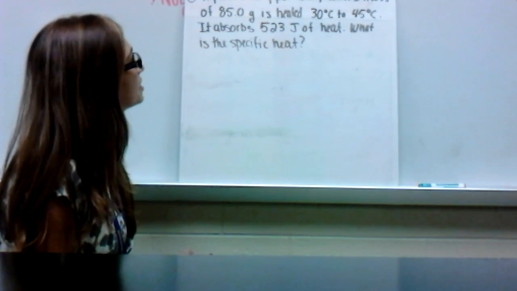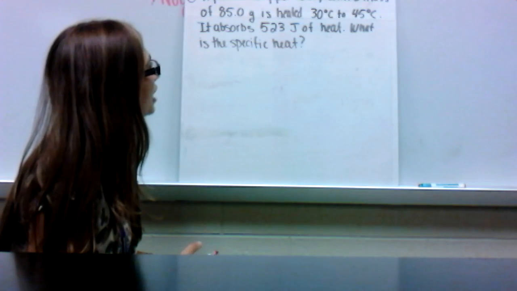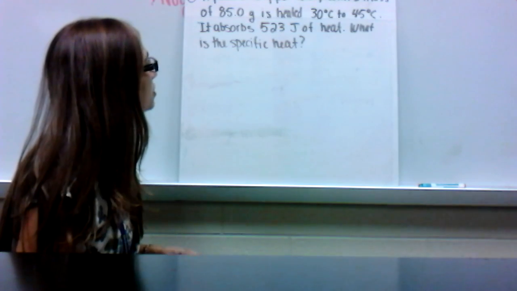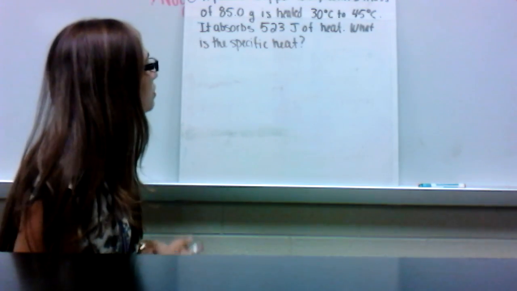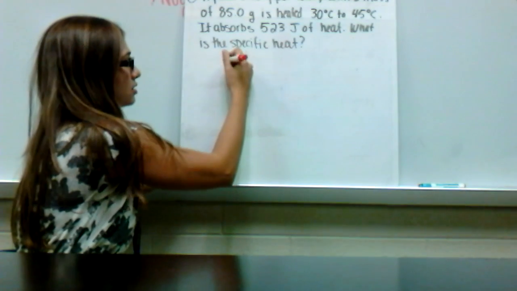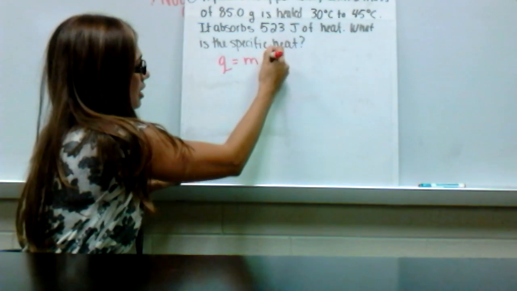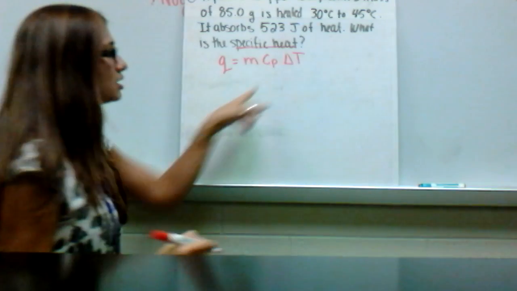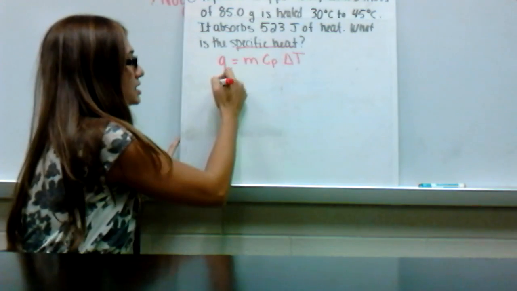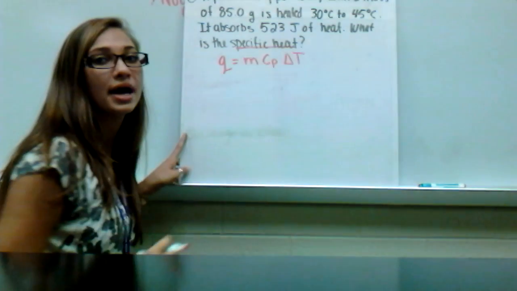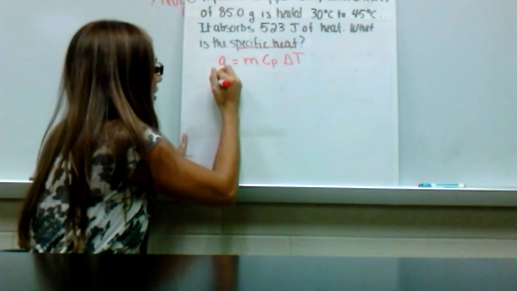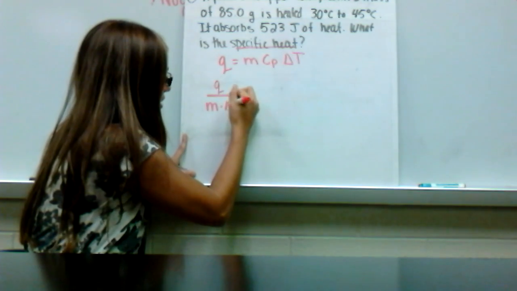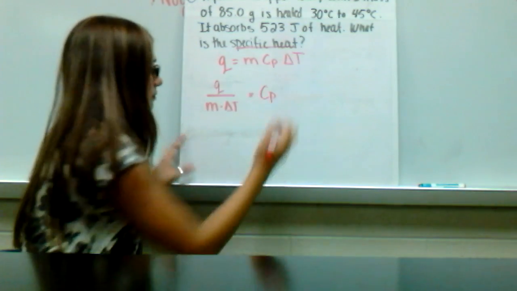Okay. A piece of copper alloy with a mass of 85 grams is heated from 30 degrees Celsius to 45 degrees Celsius. It absorbs 523 joules of heat. What is the specific heat? Okay, so we're going to be starting with our Q is equal to mCp delta T. And this time we're solving for specific heat. So that's going to be our Cp. In order to get Cp by itself, we're going to have to divide through by our mass and delta T. So we're going to have Q divided by m delta T is equal to Cp.